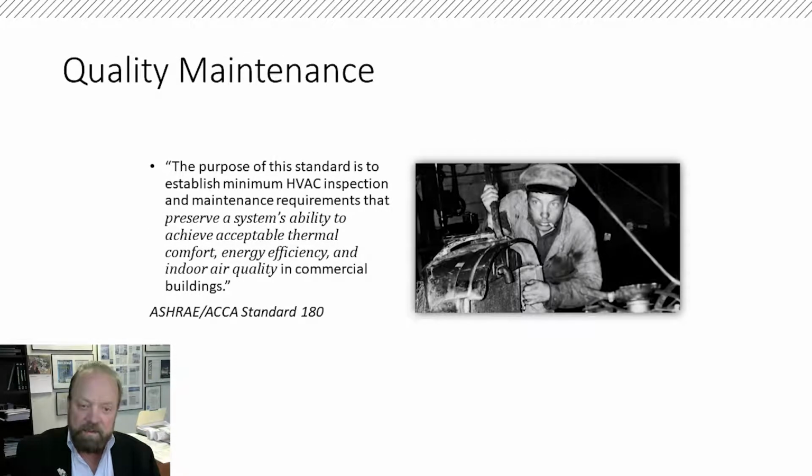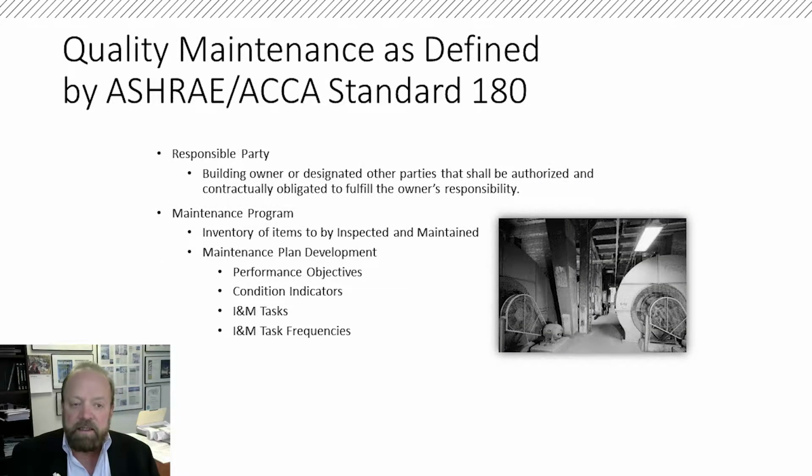Quality maintenance is published by ASHRAE Standard 180, and basically it's maintenance requirements that preserve a system's ability to achieve acceptable thermal comfort, energy efficiency, and indoor air quality. And the responsible party, of course, is the building owner or designated other parties that shall be authorized and contractually obligated to fill the owner's responsibility.